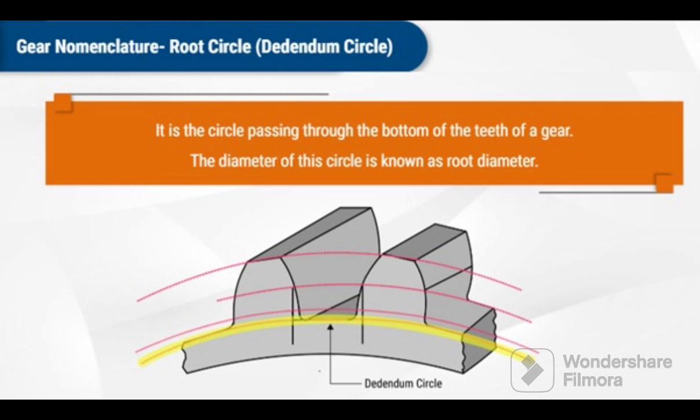Dedendum circle. What is dedendum circle? It is also known as root circle. It is the circle passing through the bottom of the teeth of a gear. The diameter of this circle is known as root diameter.